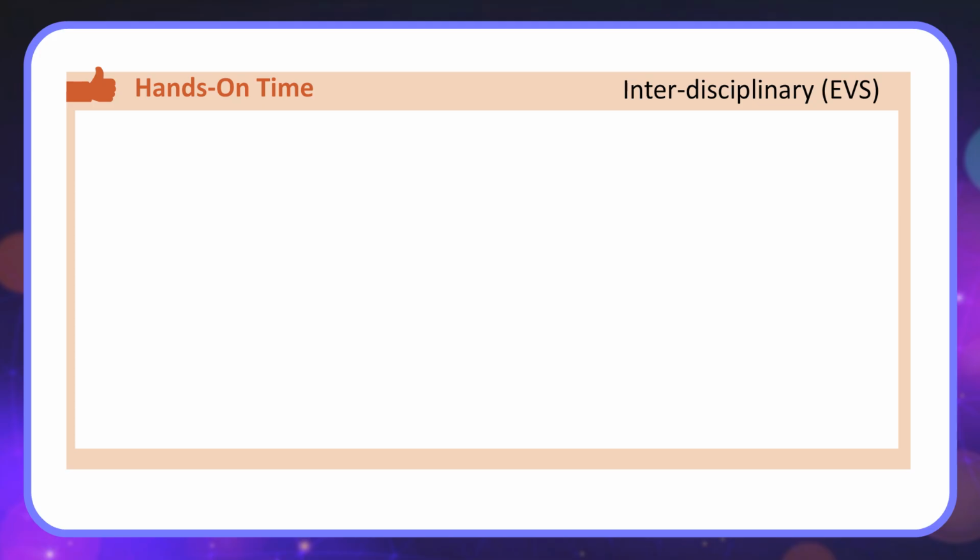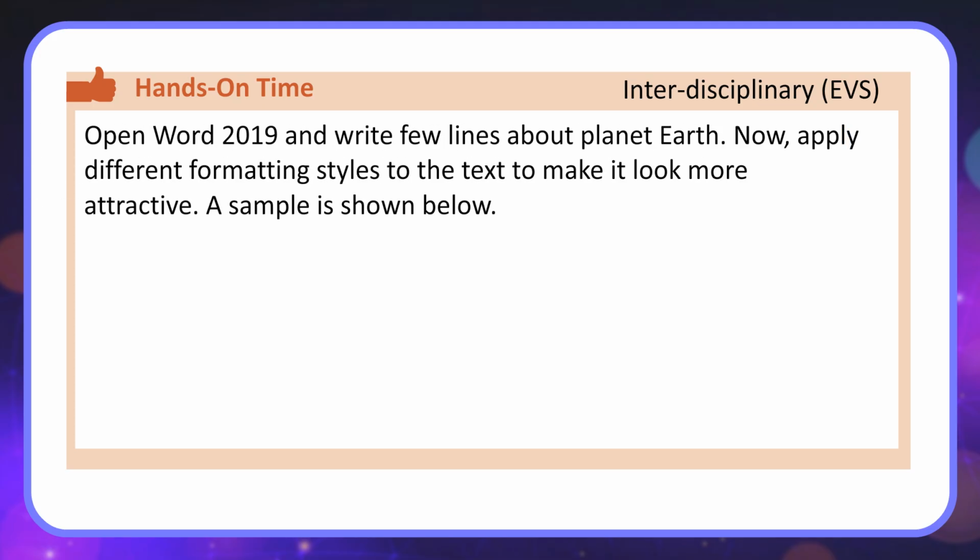Hands-on time. Interdisciplinary, EVS. Open Word 2019 and write a few lines about planet Earth. Now, apply different formatting styles to the text to make it look more attractive.